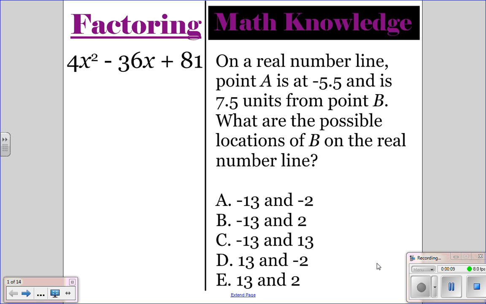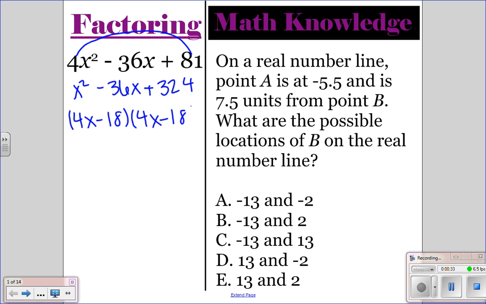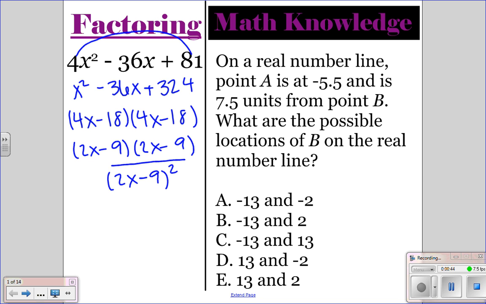So for the factoring, you're going to start by multiplying the 4 by the 81 to remove it. And so you're going to have x squared minus 36x plus 324. And then the two numbers that you're going to want to use are 18 and 18. So we're going to have 4x minus 18 and then 4x minus 18. And then these will both reduce to 2x minus 9 and then 2x minus 9. And we can write that as 2x minus 9 squared. And so that would be your answer for the factoring.